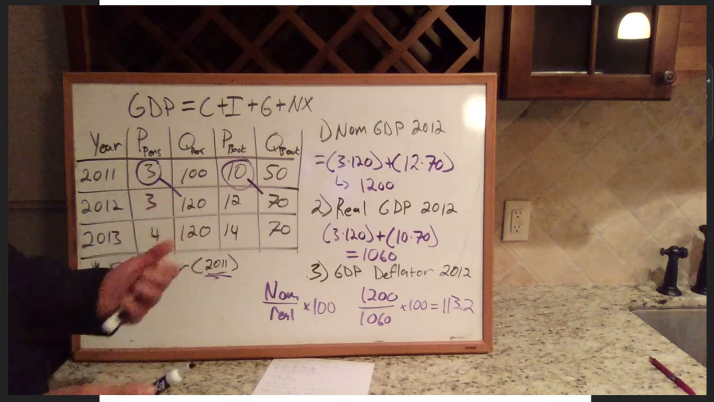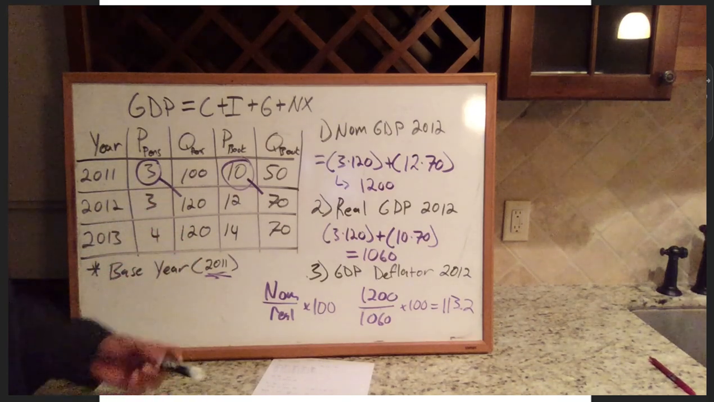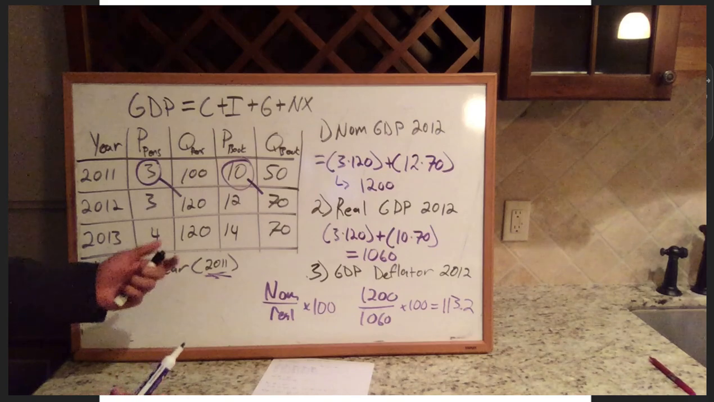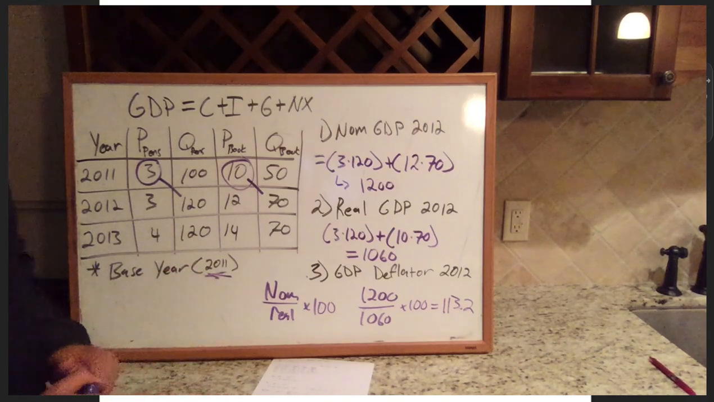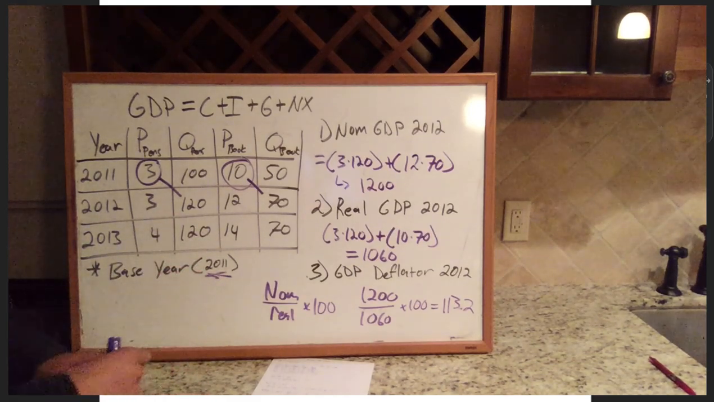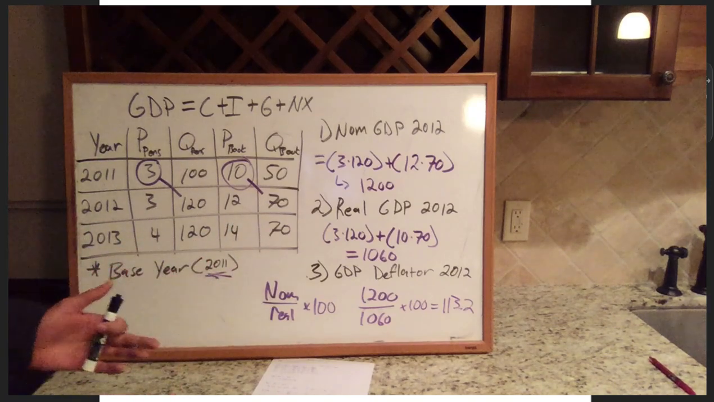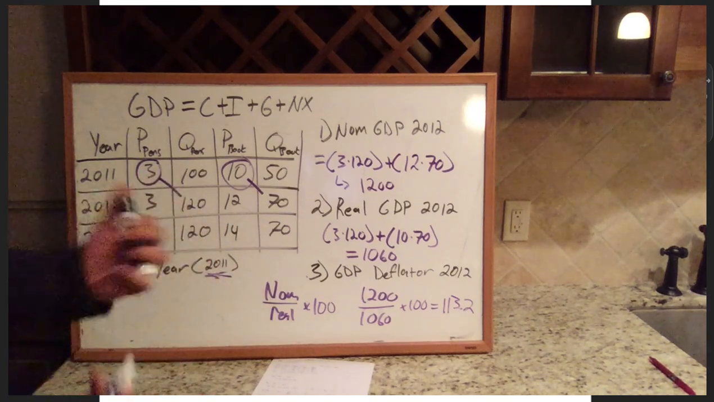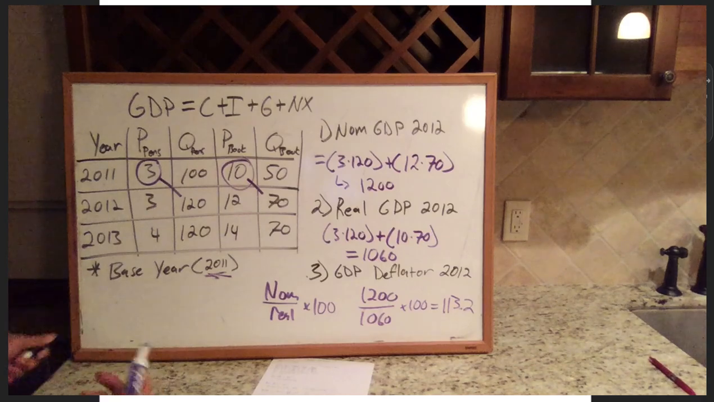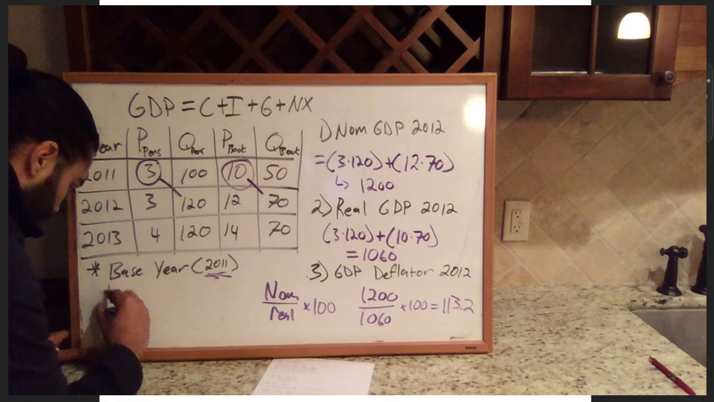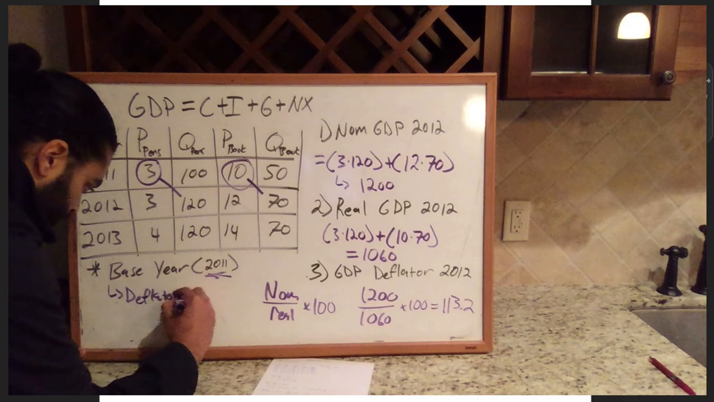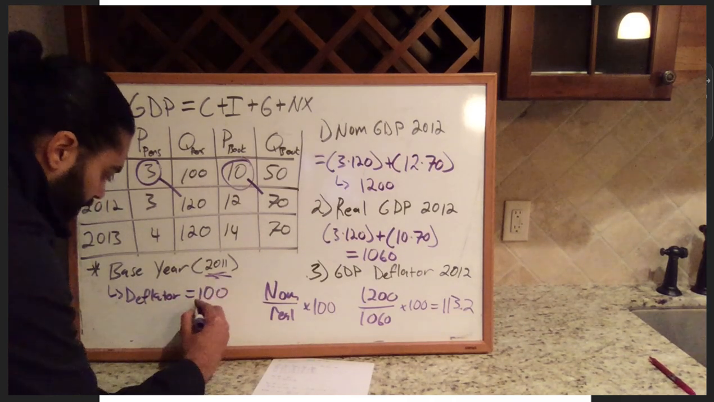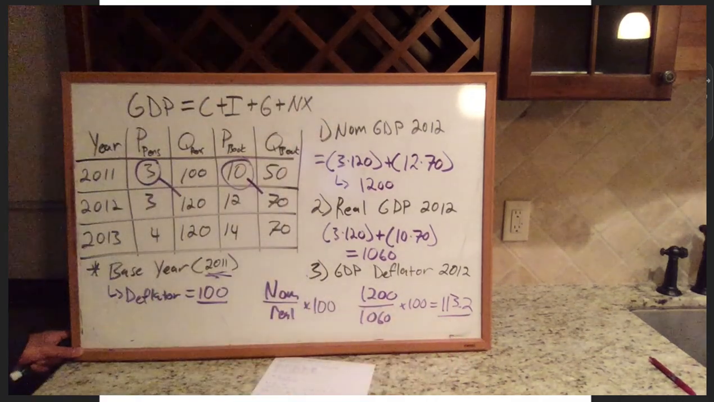And a trick question will always be, well, what is your GDP deflator in your base year? You should always know, again, we talked about this in class as well, it's going to equal 100, always. So it equals 100. Now, if I were to ask you, what's the change from 2011 to 2012? How have prices changed? So if you know that base year deflator equals 100, you're going to compare 100 to 113.2.